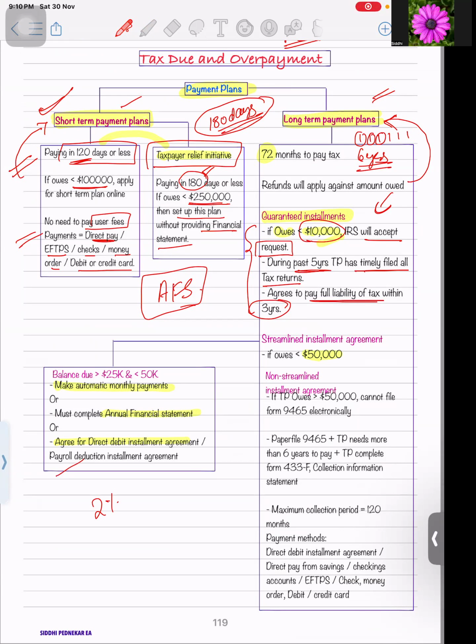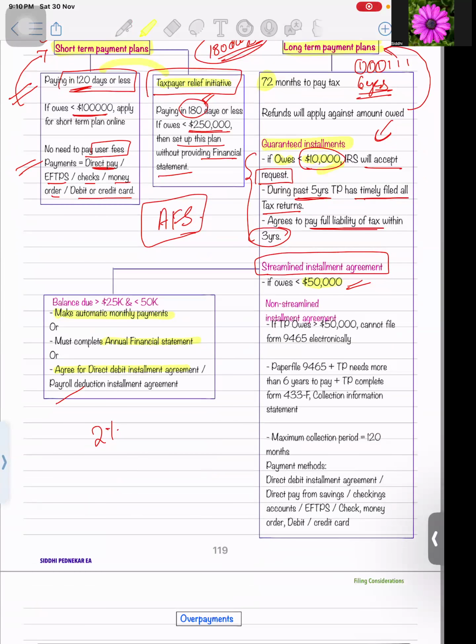Okay, that is a payroll deduction installment agreement. That is a streamlined installment agreement if you're owing less than 50,000. Clear, guys? Next is the non-streamlined installment agreement. If the taxpayer owes more than 50,000, then it goes under the category of non-streamlined installment, where you need to do a lot of compliances.